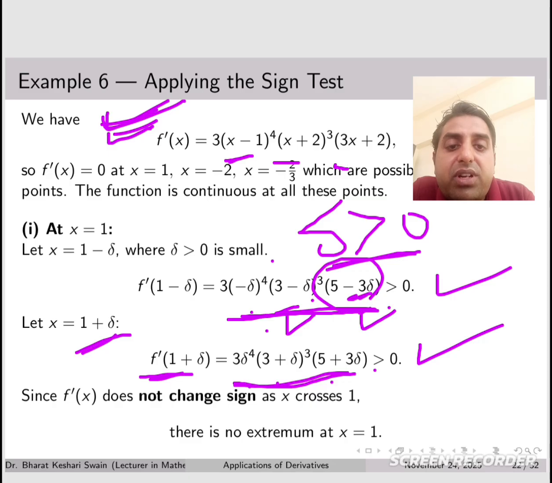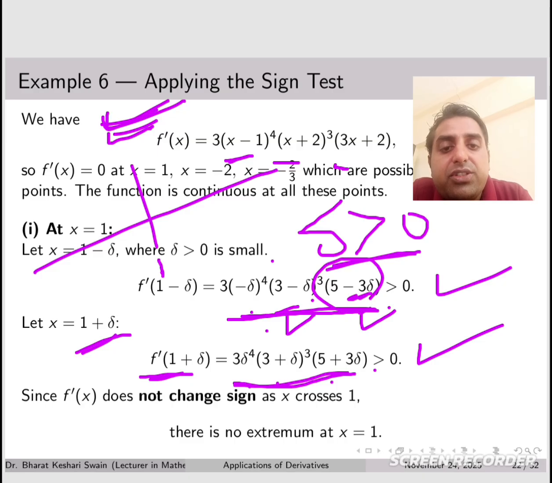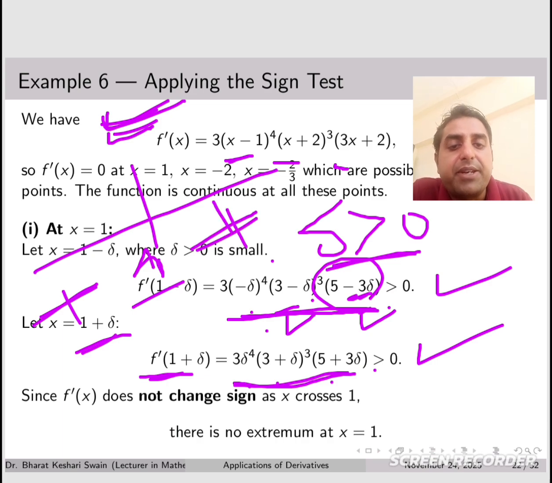So we got f'(1 − δ) positive, and f'(1 + δ) is also positive. That means this is your 1, and from the left hand side it is positive, and to the right hand side of 1 it is also positive. So there is no change of sign. It does not change sign as x crosses 1.